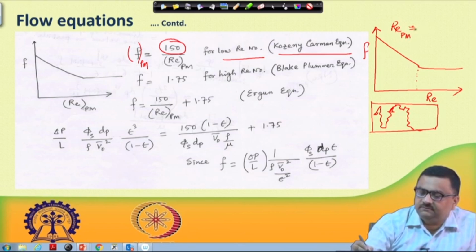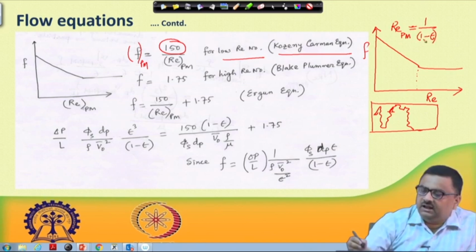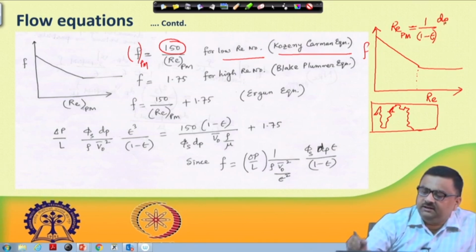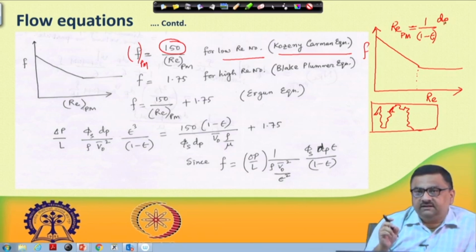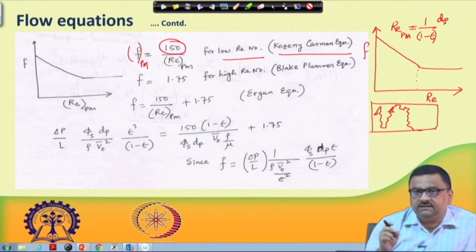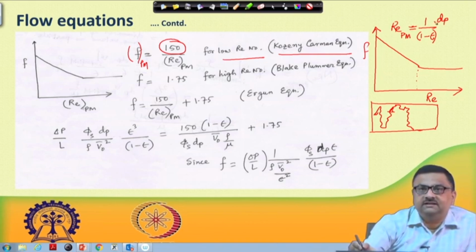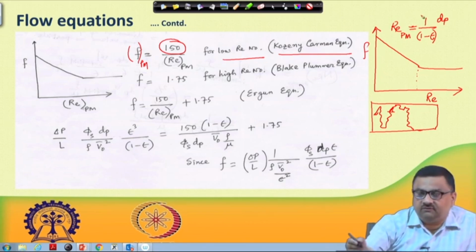Reynolds number for porous media was 1 by 1 minus epsilon, where epsilon is the porosity, and then we had dp. dp is the diameter of the particles constituting the porous media. If those particles are spherical, then we call this dp. If they are non-spherical, then we have to take another factor, which is phi s, the sphericity factor. We have already defined those. So, either dp or phi s dp.